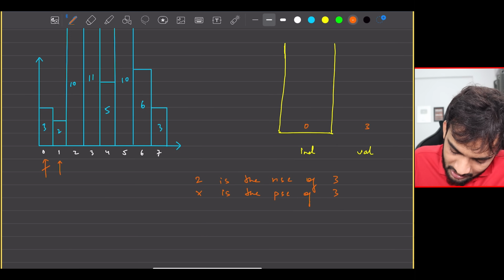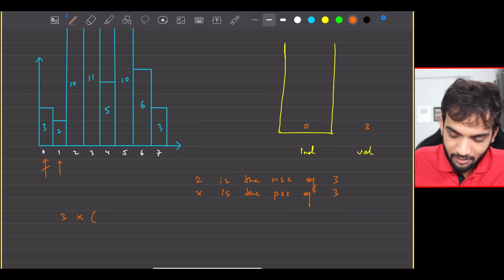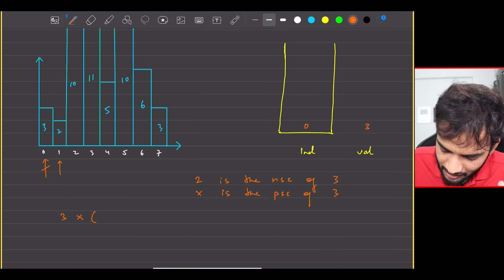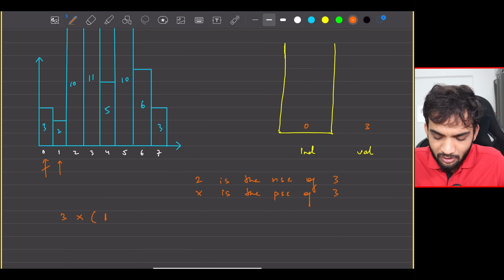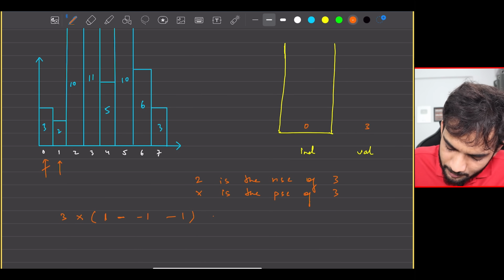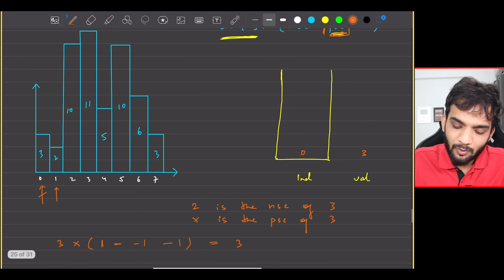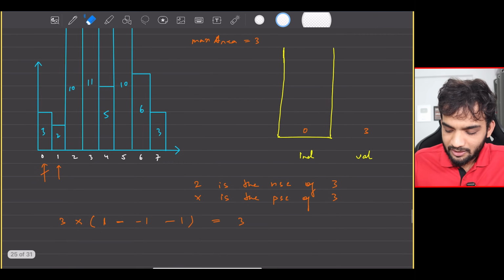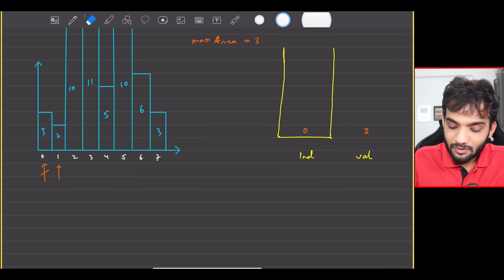So for 3, I can say 3 multiplied by, where am I? I'm at index i, which is 1. That's the next smaller. I don't have a previous smaller, so that's a minus 1, and I do 1 minus (minus 1), which makes an area of 3. So I can keep a max area variable and initialize it to 3. Perfect.